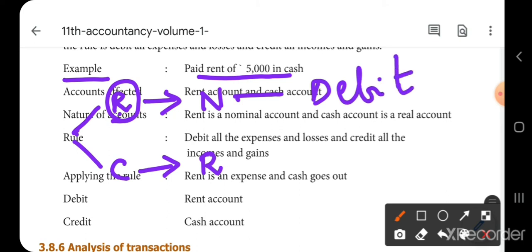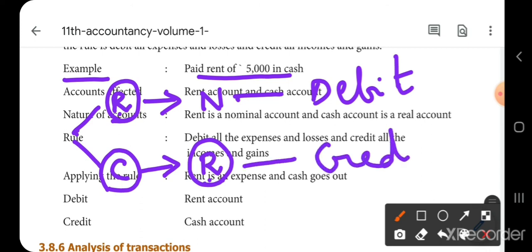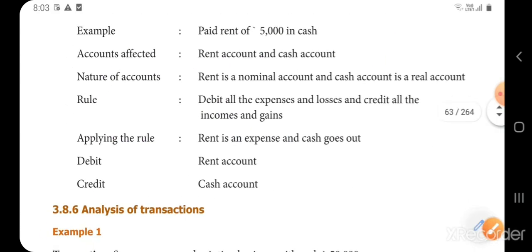Now, apply the rule for real account for cash, not the nominal account rule. What is the real account rule? Debit what comes in, credit what goes out. Here cash is going out. You are paying rent. That means cash is going out. Credit what goes out. So cash you have to credit. So credit cash.